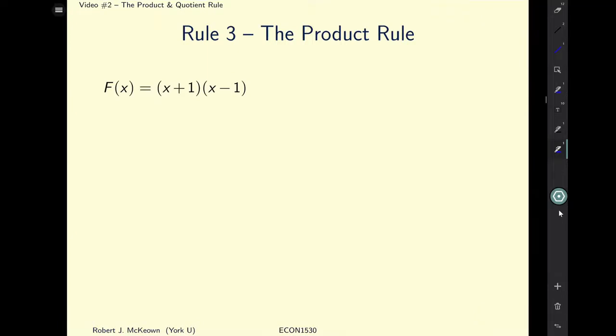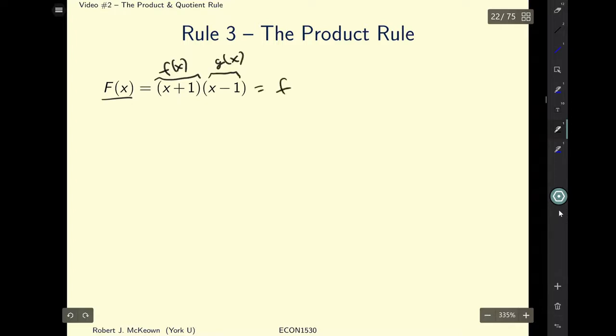So here we have the product of two functions. What do I mean by that? Well, we've got capital F of x, and we could rewrite it as f of x, this thing right here, times g of x, this thing right here. And so that's like taking little f of x and multiplying it by g of x. And that's what we call the product of two functions. And so we're going to have to use something called the product rule if we want to find its derivative.